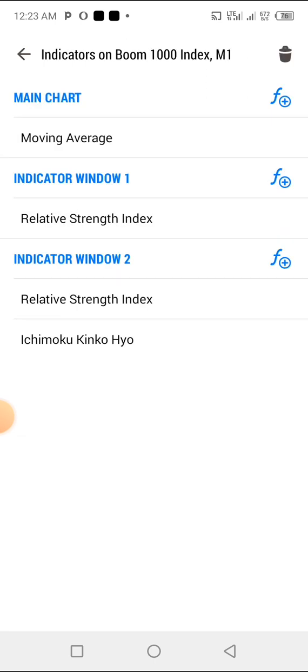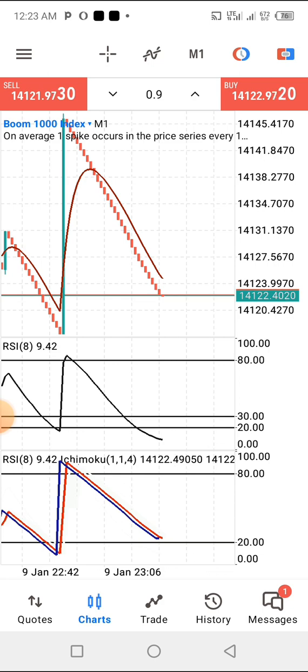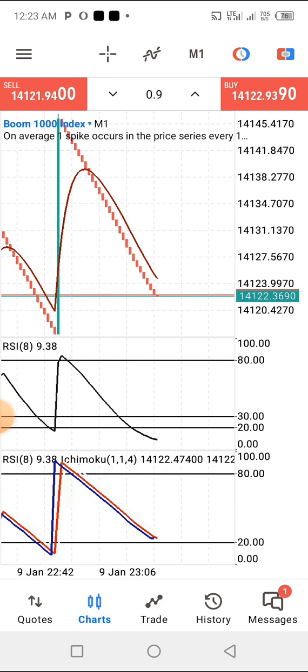After you have finished installing your indicators like that, you go back to the main chart, and this is how your chart will look. Now on the zoom level, I'll advise you to use the second zoom level. After you have finished zooming in your chart completely, you zoom out twice.